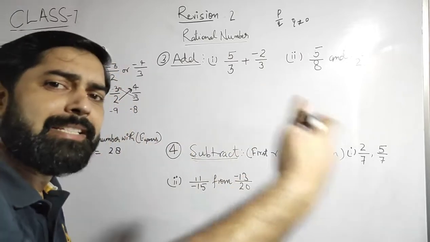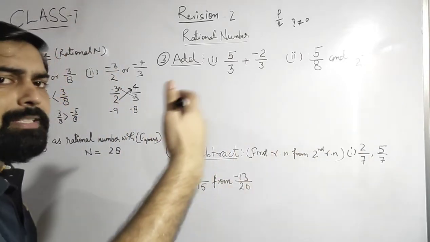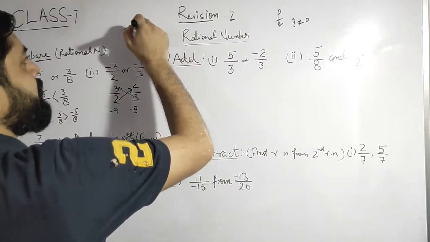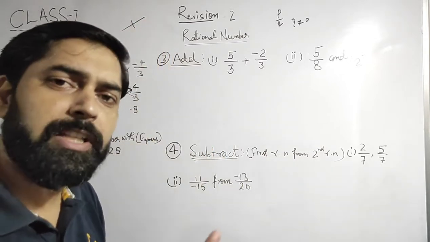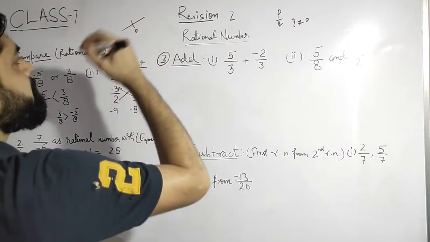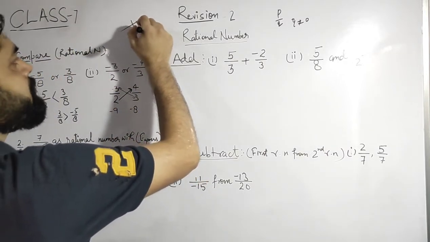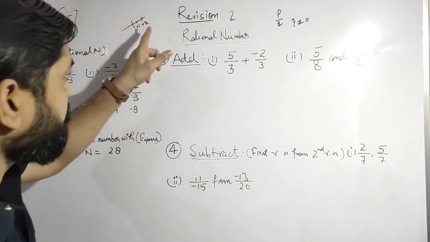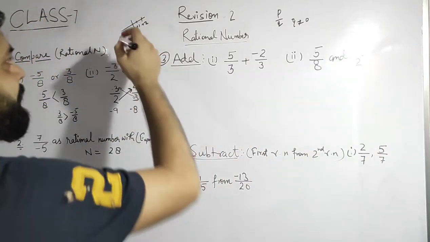Which means the number on the right-hand side of the number line is always greater than the number on the left-hand side, whether positive or negative. So the number on the right-hand side will always be what?